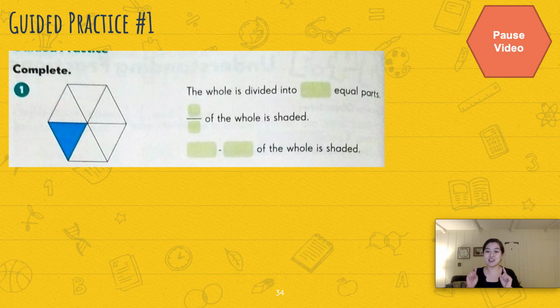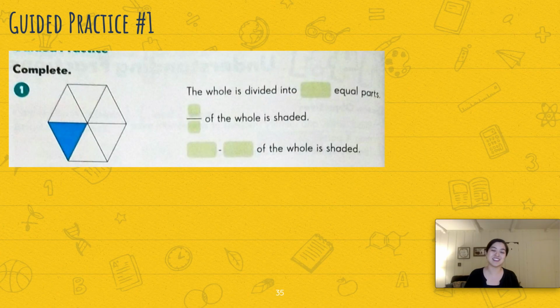All right, now it's your turn. Please pause the video and try this on your own. See you soon. Hey, welcome back. All right, let's do this together. The whole is this entire polygon, which is a hexagon because there are 6 sides. And how many equal parts does this hexagon have, this whole? 1, 2, 3, 4, 5, 6. So there are 6 equal parts.